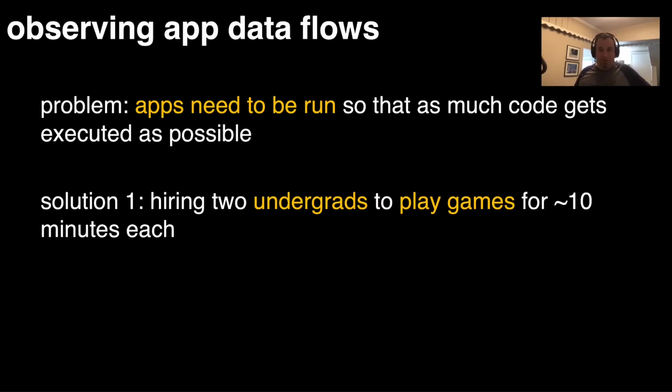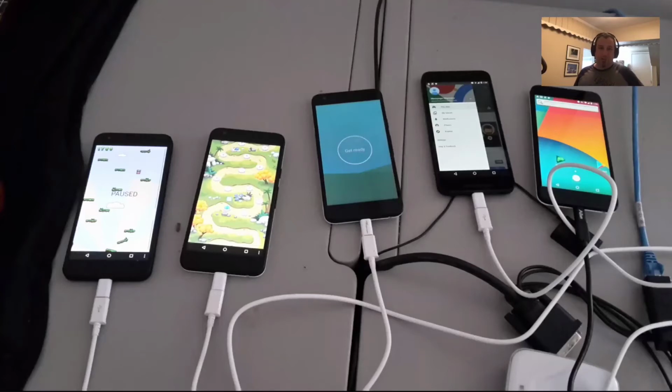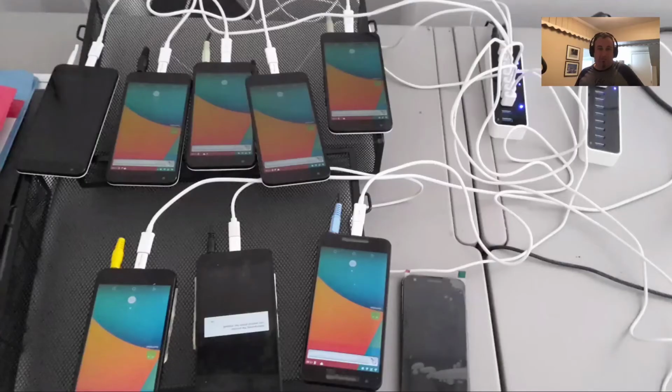And then we compared that with the Exerciser Monkey. The Exerciser Monkey is a tool that's basically for fuzzing the UIs of Android apps. It generates random clicks, swipes, and so forth. And so we compared that with the undergrads, and we actually found that the Exerciser Monkey got equivalent code coverage for about 60% of the apps that we tested. And so that led to us building what is essentially a click farm. We now have about 50, 60 devices that are running apps.